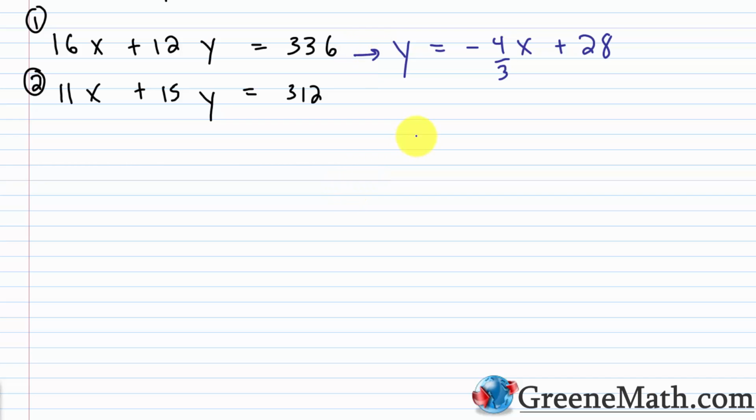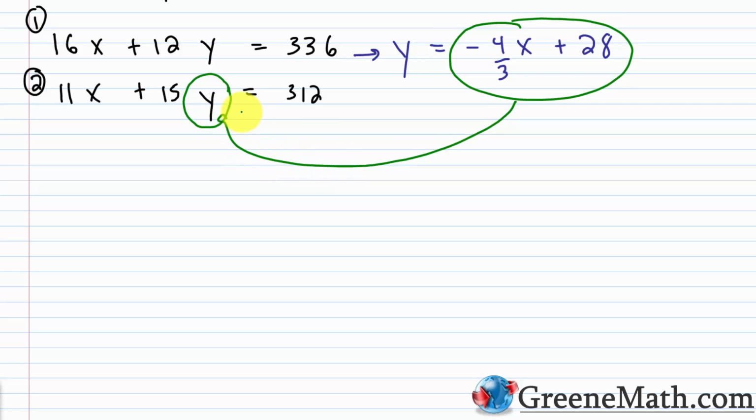So now I'm going to plug in for Y in equation 2. So here's Y, and I'm going to plug in. Remember, Y is the same as negative 4/3 X plus 28. So this will get plugged in here. And then I'll have a linear equation in X. I'll just have one variable. So 11X plus 15, now I'm going to substitute in the negative 4/3 X plus 28, that quantity. And again, make sure you use parentheses because 15 is multiplied by this whole quantity.